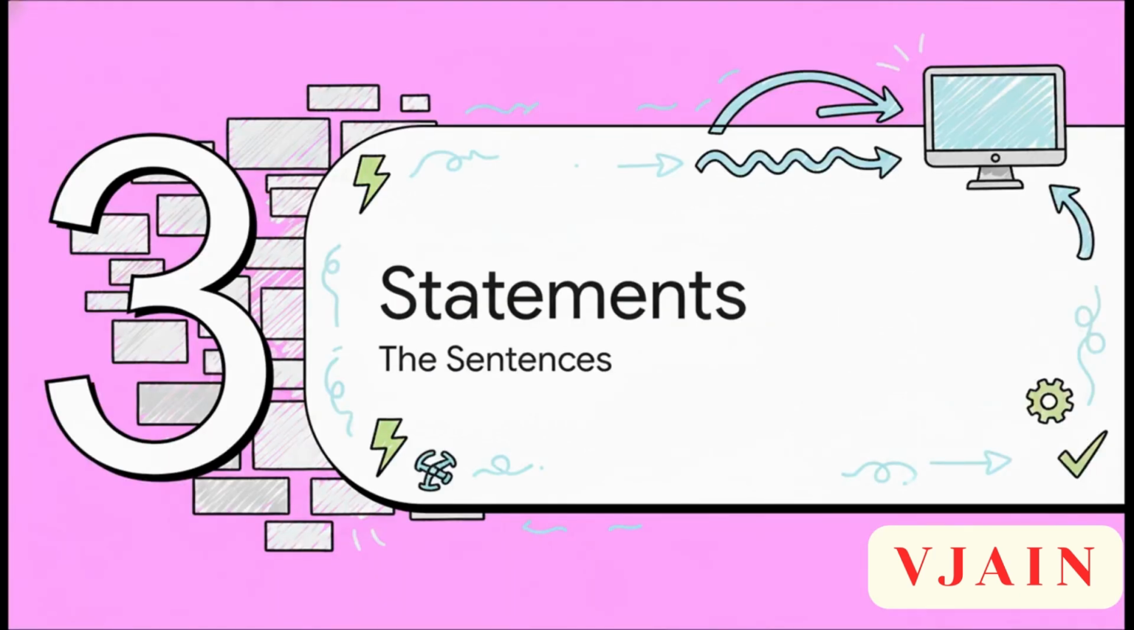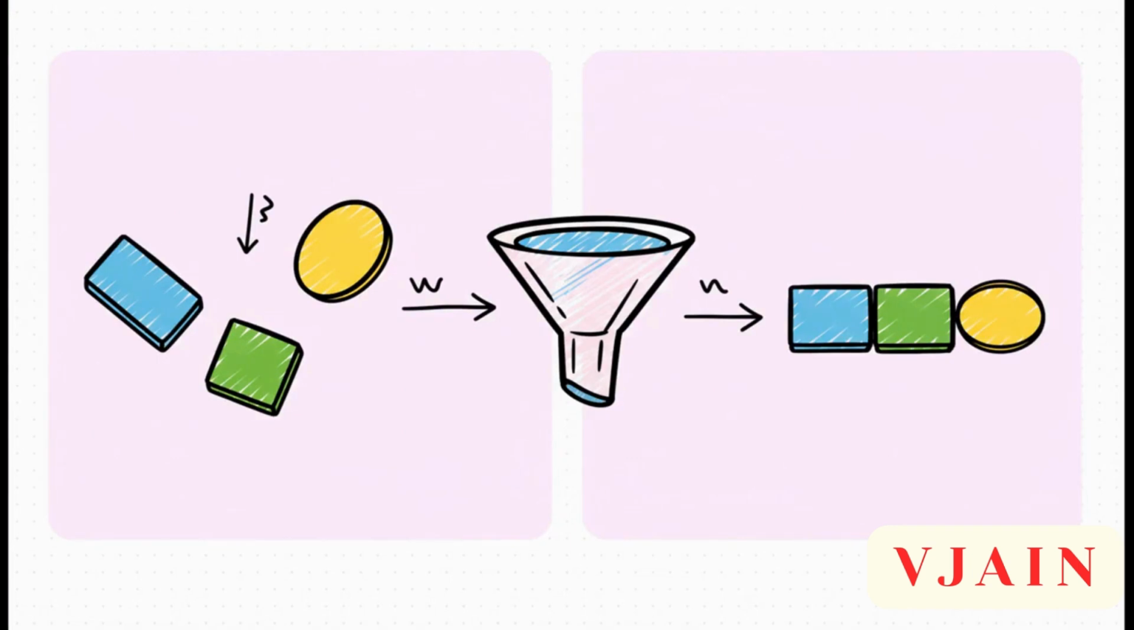Okay, so we have a dictionary full of words. What do you do with words? You put them together to make sentences, right? Well, in Python, we call those sentences statements. A statement is one complete instruction that tells the computer to perform a specific task. And this slide just nails it.